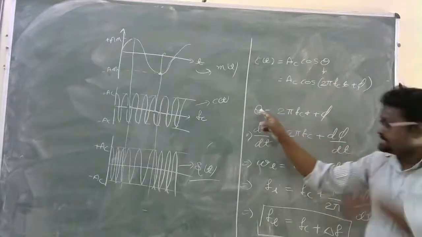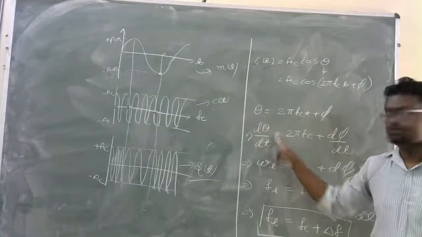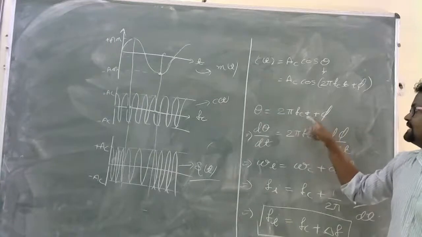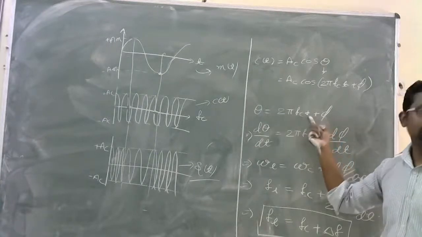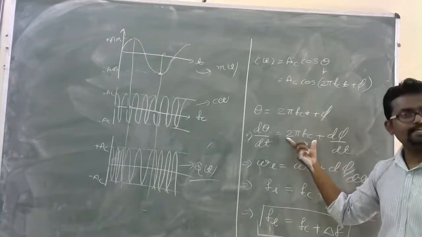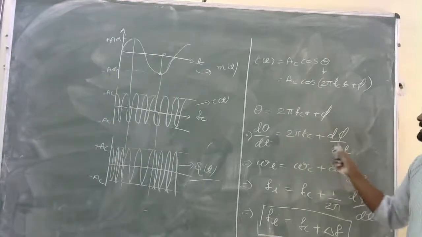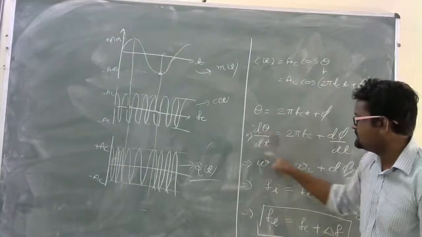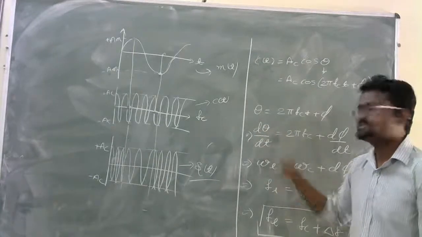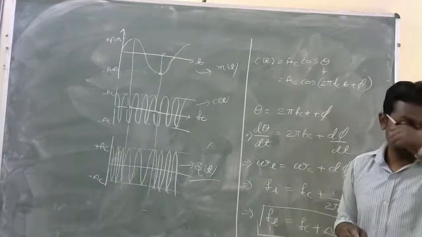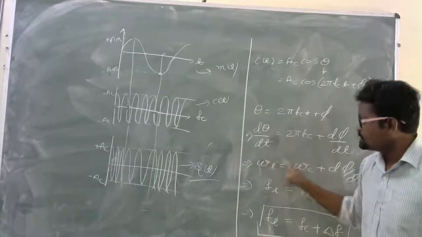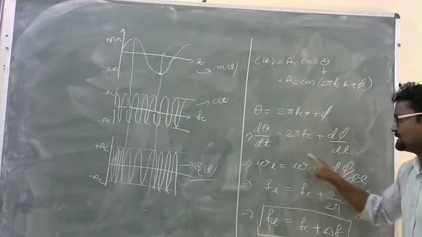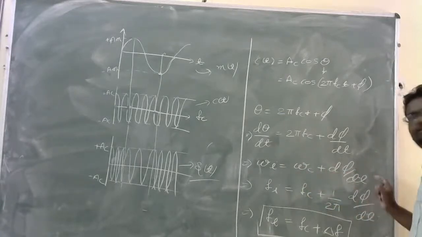Now I differentiate this angle with respect to t. So here I get d theta by dt, and when I differentiate it with respect to t, the t will cancel out, and we will get 2 pi fc, and here d phi by dt. This d theta by dt is known as the instantaneous frequency. I am representing it as omega, so omega equals omega c plus d phi by dt.